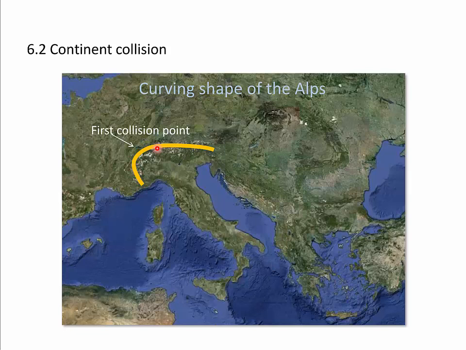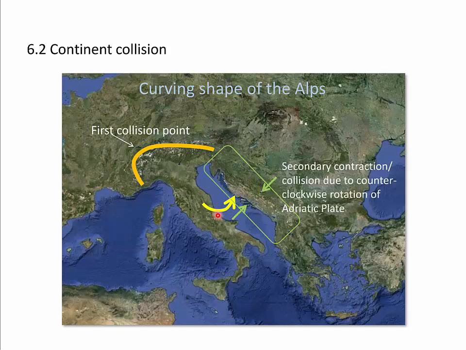But this curving shape of the alpine arc has its reason in a first collision of the Adriatic plate, which we see here, with the European mainland in that area. And this forced the Adriatic peninsula to rotate in an anti-clockwise sense. This rotation has produced the secondary contraction along the Balkans. The Dinaride mountain chain is a result of contraction of continental crust in response to this anti-clockwise movement of the Adriatic plate.